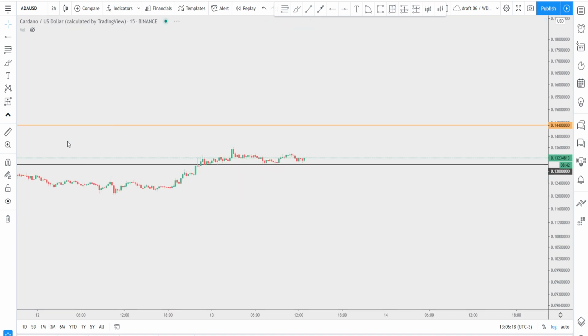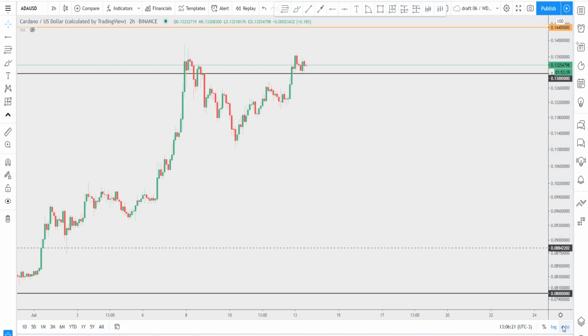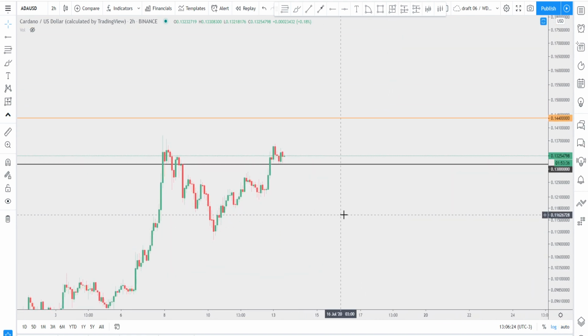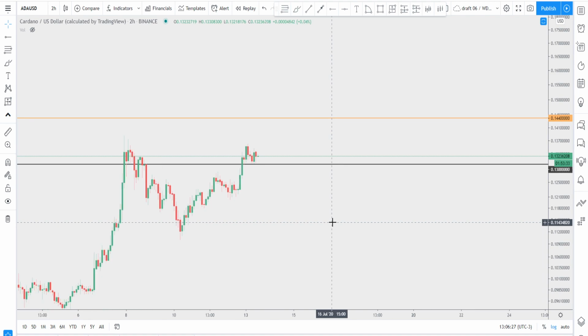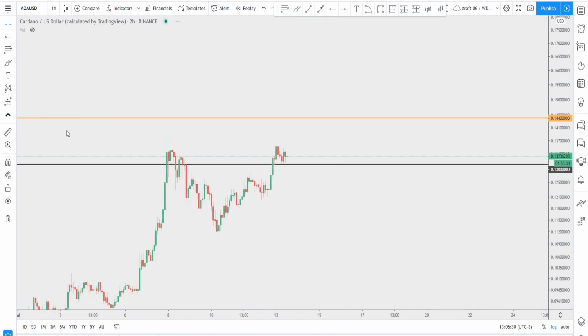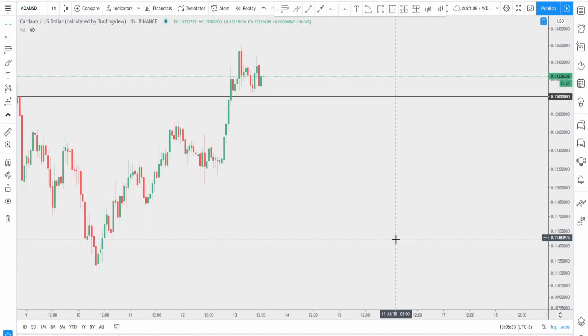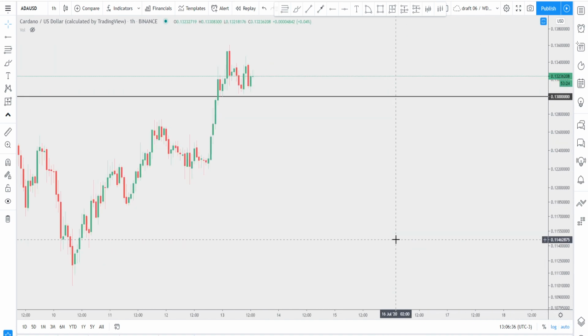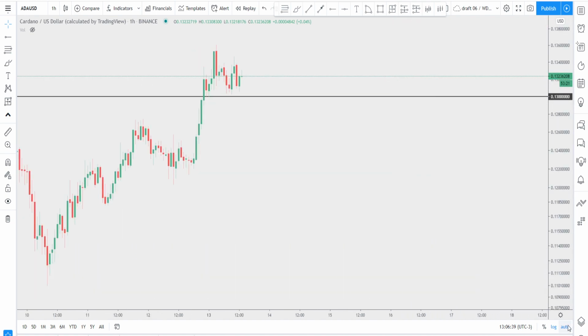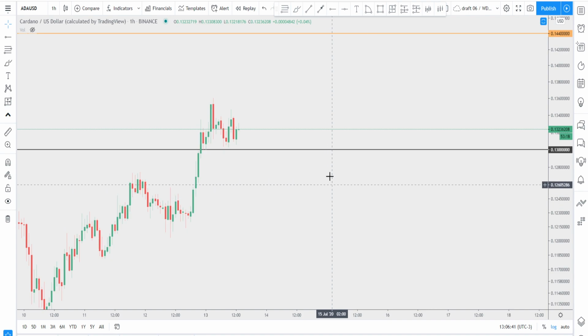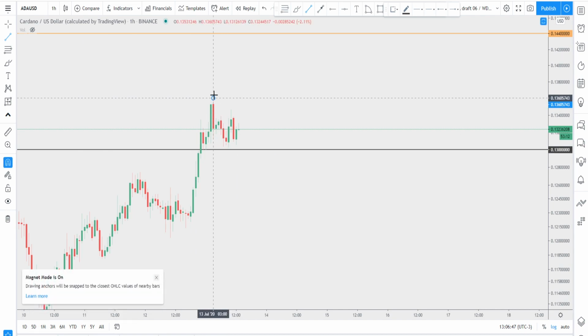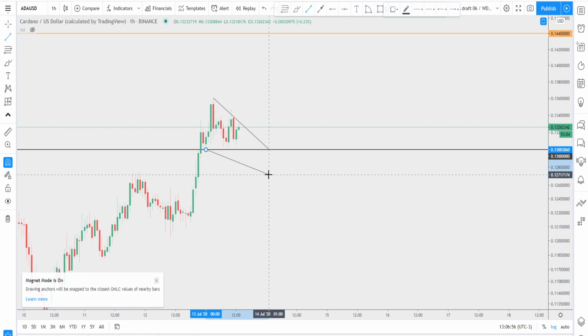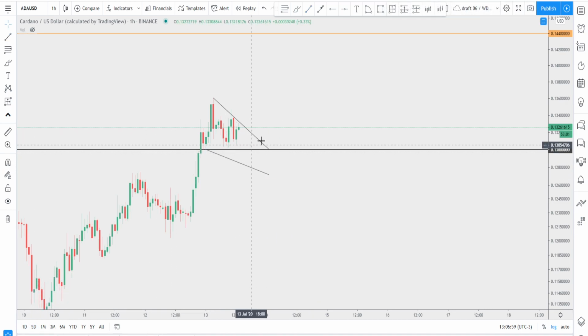Let's go for the 2 hours. Okay, not a big deal here. Let's take a look at the 1 hour. So it is behaving like a falling wedge. Okay, but so far we don't have proper evidence. Let's take a closer look. So as you guys can see, it's not clear because it's not complete.